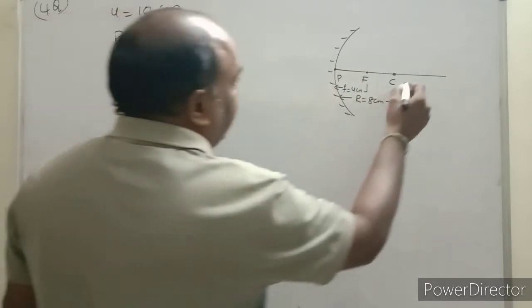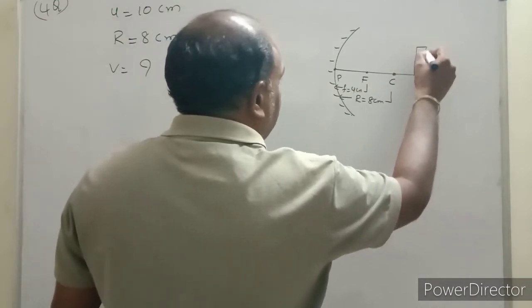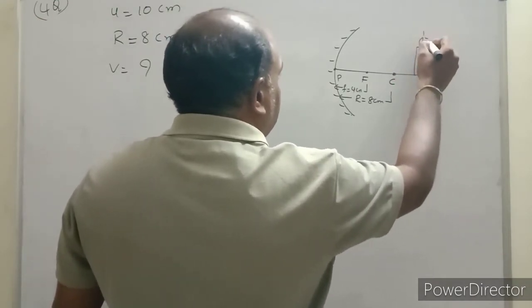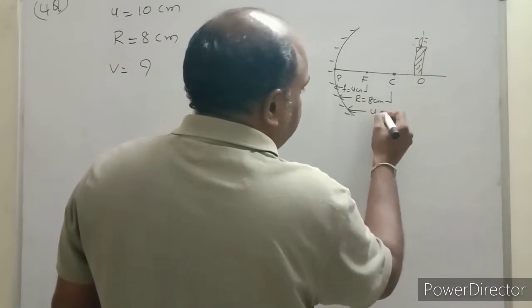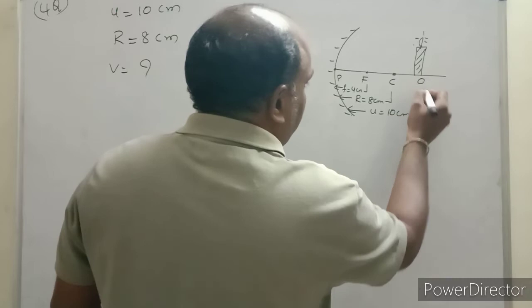Object is placed at 10. Object means nothing but beyond C. Why? Because it is radius. So the object is placed here. Object is denoted by O. Object distance U is 10 centimeter.